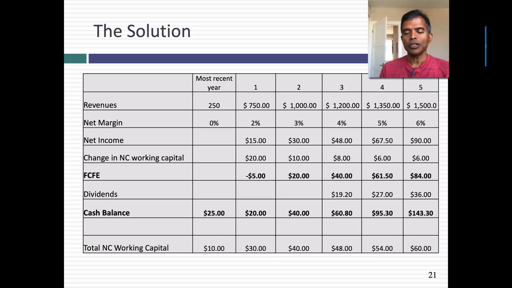My cash balance increases. So each year I look at the difference between the free cash flow to equity and dividends and adjust my cash balance. At the end of year 5, my cash balance is 143.3 million.